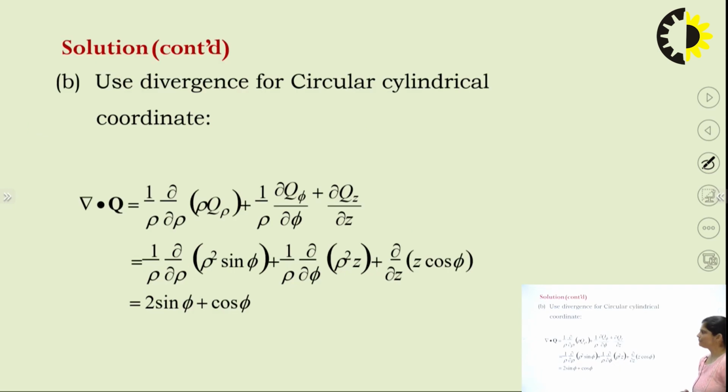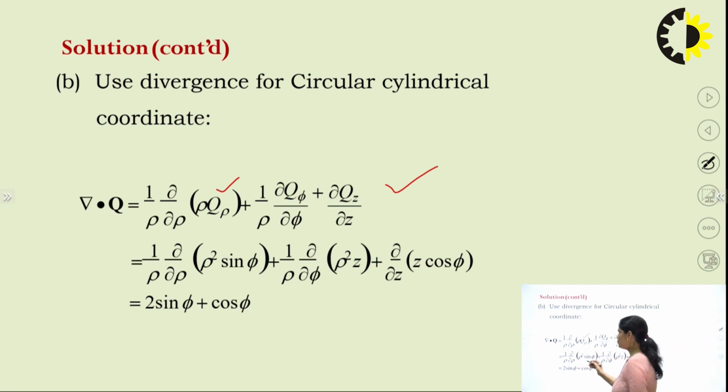Now second, here you should know the formula of divergence in cylindrical coordinates. So this is the formula: 1 upon rho, del upon del rho, unit vector of rho, plus 1 upon rho, del upon del phi, unit vector of phi, plus del upon del z, unit vector of z. So you should know the formula, then only you can put all these values.